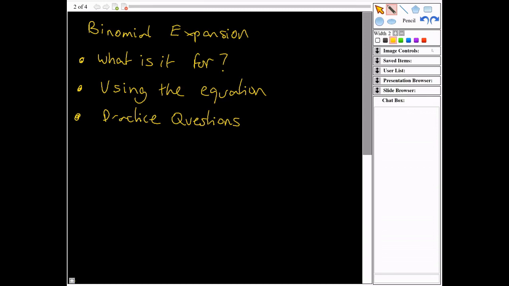So binomial expansion would be for, say I wanted to work out (a + b) to the power of 3. Now I can work out what that is by expanding it out, multiplying out the terms, and then gathering up the like terms and simplifying it. So let me do that.